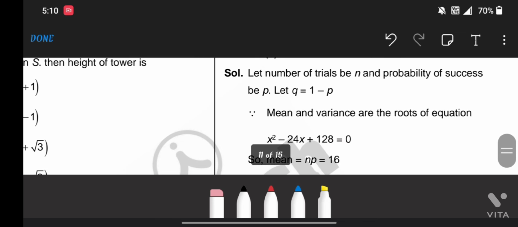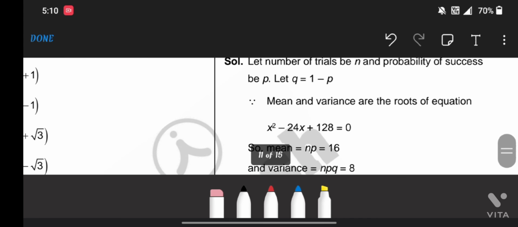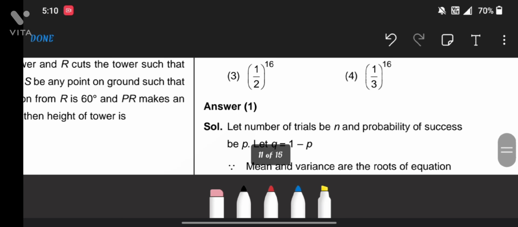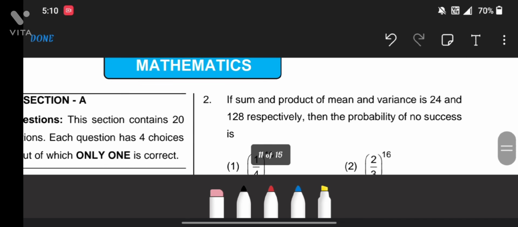So therefore probability we will take 32C0, 1 by 2 to the power 0, 1 by 2 to the power 32. Now if we take 2 to the power 32 as 4 to the power 16, so therefore 1 by 4 to the power 16 is the answer we will get. That is option 1 is the correct answer for question number 2.